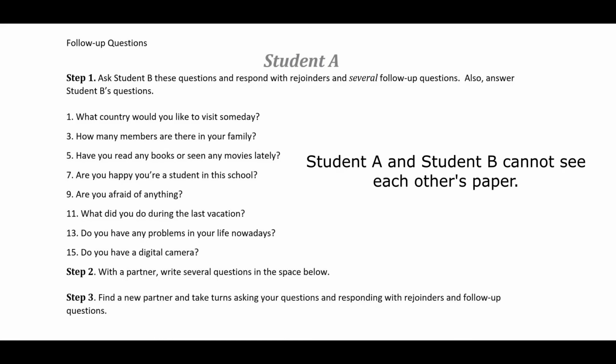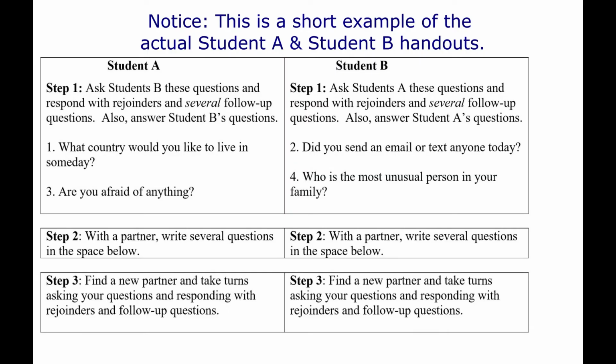In exercise 3, pairs practice a conversational format similar to the example in exercise 2. Each student is given a paper for either student A or student B. This is what student A's paper looks like. Student B will have a different paper, and they cannot look at each other's. As you can see, this pairwork activity involves 3 steps going from control to more free form. Here is what A and B look like side by side.